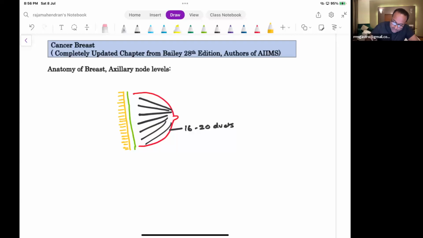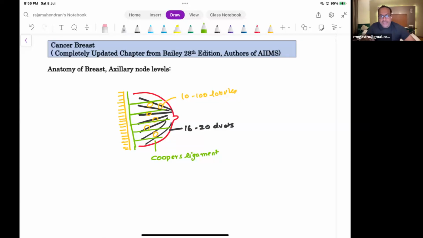And how many lobules are there in the breast? There are around 10 to 100 lobules. So the breast is made up of 16 to 20 ducts and around 10 to 100 lobules. And the breast is suspended by a ligament known as the suspensory ligament of Cooper, or Cooper's ligament of breast.